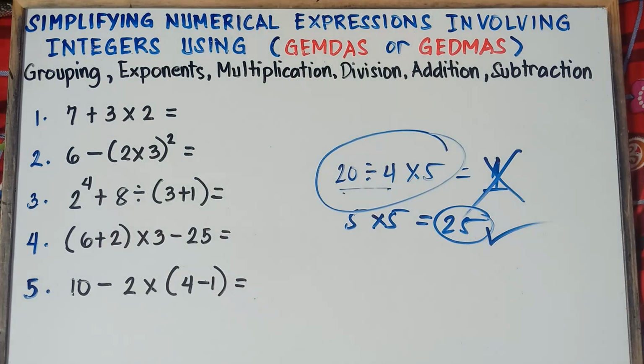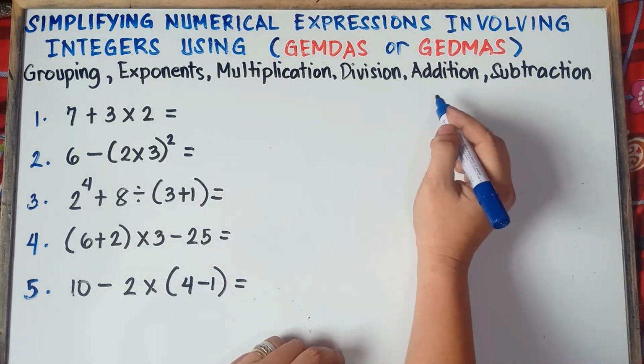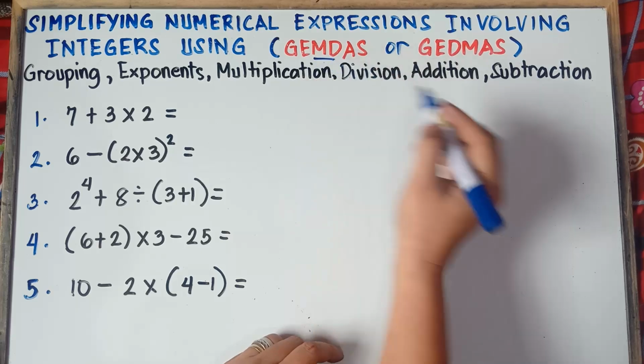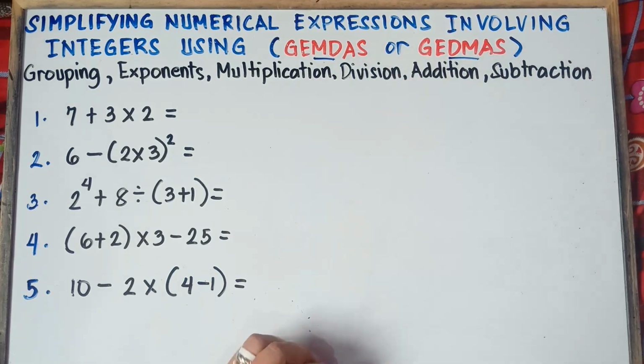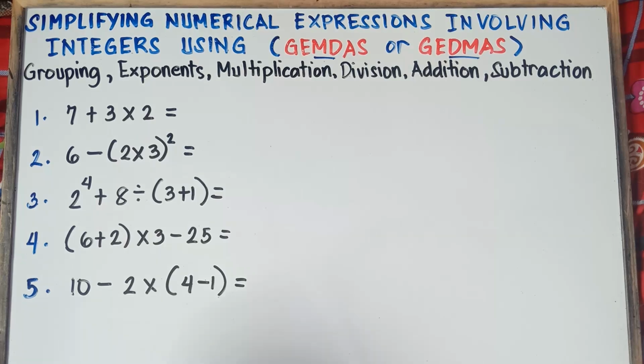So once again class, I hope it's clear for you. Multiplication and division, whichever comes first must be solved first. I hope it's clear with regards to GEMDAS or GEDMAS. We can have multiplication first before division, or division first before multiplication. Whichever comes first must be solved first. Alright, so let's have example number 1.